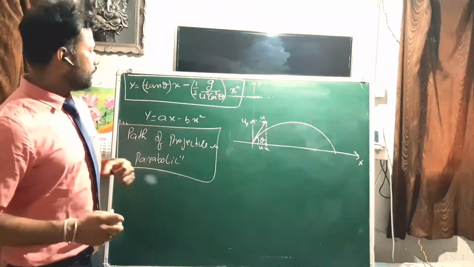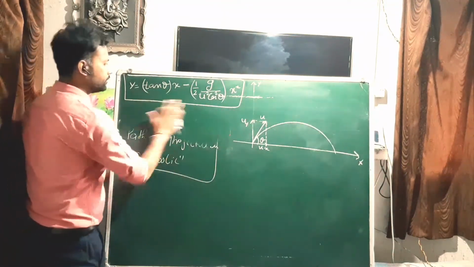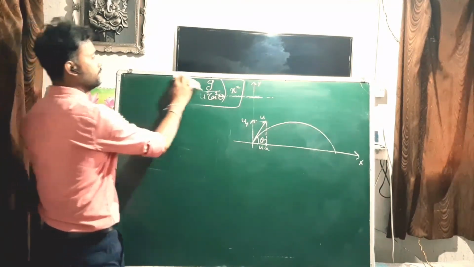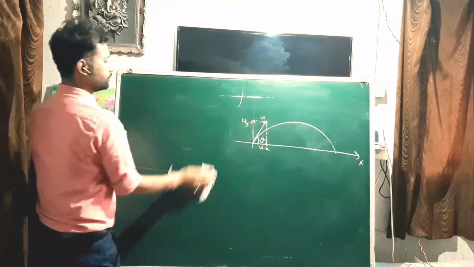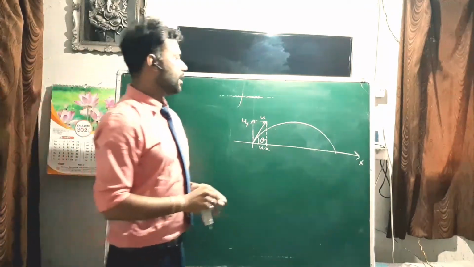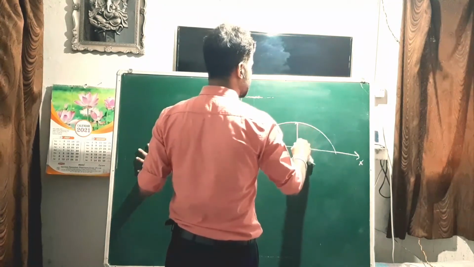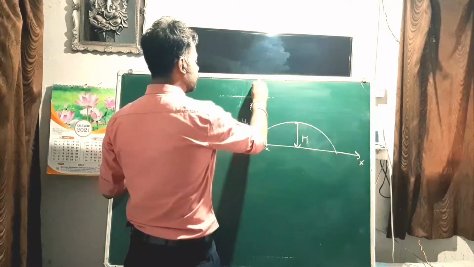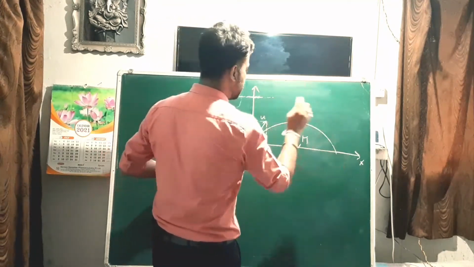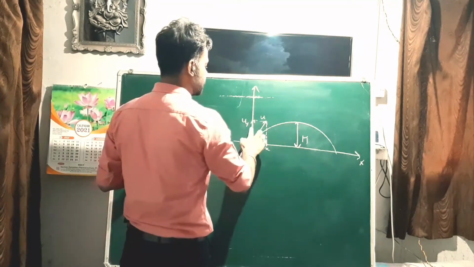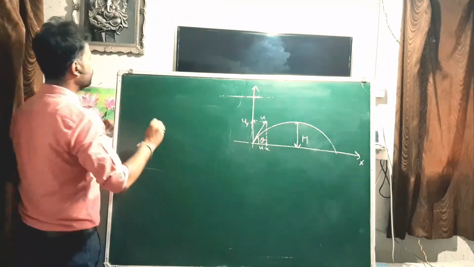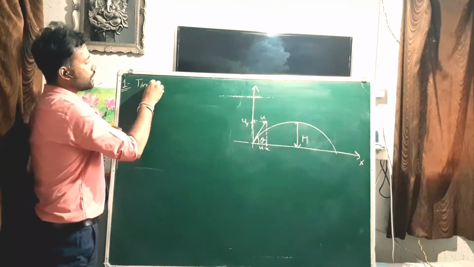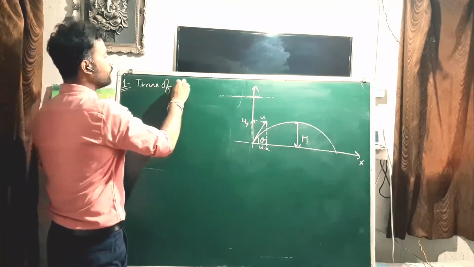Now we will consider some more important terms related to the oblique projectile, like what will be the maximum height attained by the projectile, and what would be the time taken by the projectile to reach this point. So let's consider these. Let's start with time of flight.